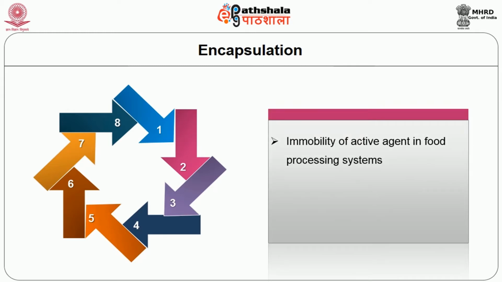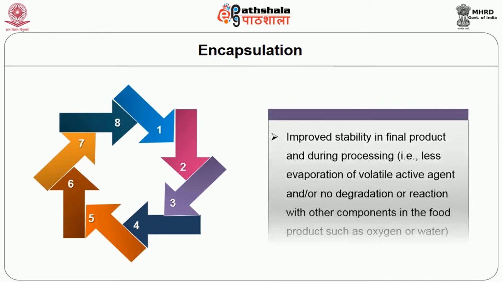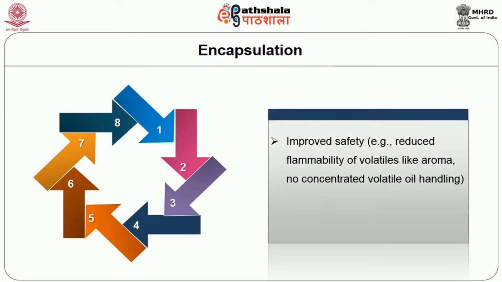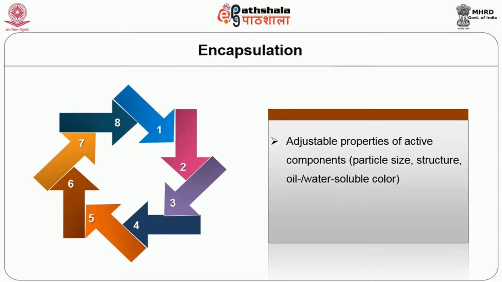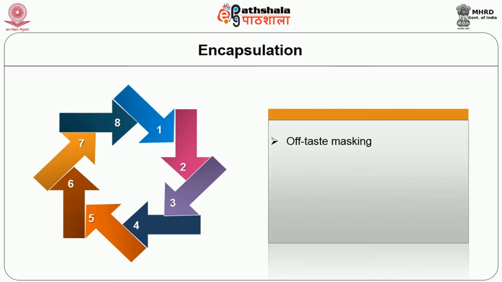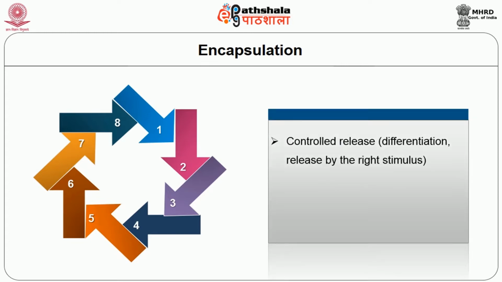Immobility of active agent in food processing systems. Improved stability in final product and during processing, that is less evaporation of volatile active agent and no degradation or reaction with other components in the food product such as oxygen or water. Improved safety, for example, reduced flammability of volatiles like aroma, no concentrated volatile oil handling, creation of visible and textural effects, adjustable properties of active components, off taste masking, controlled release.